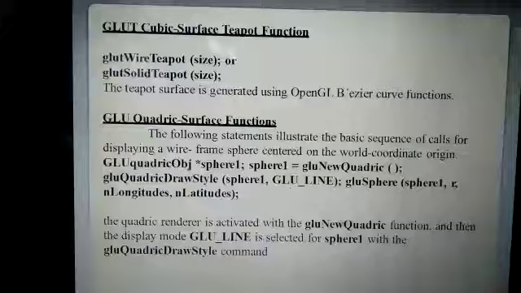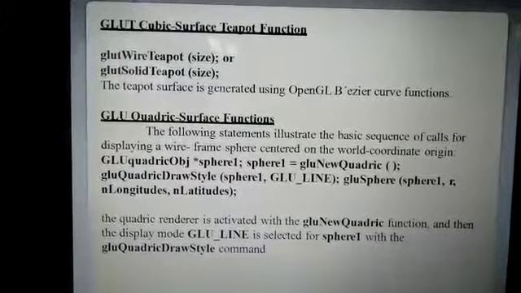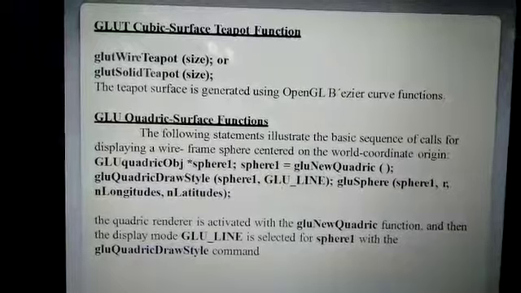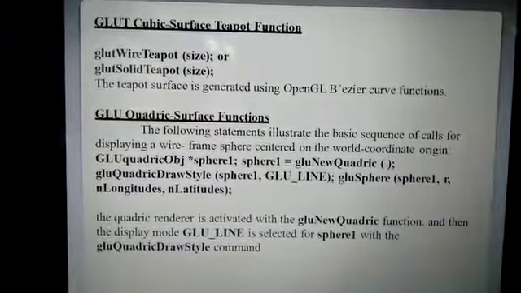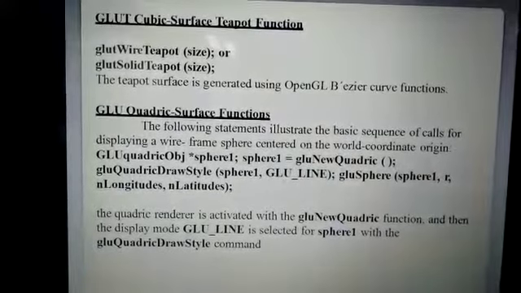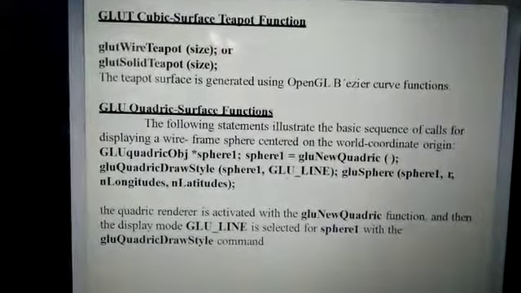We have already discussed the teapot functions in the teapot program. So you can see the wire teapot object and the solid teapot object, how we can define it with respect to GLU quadric surface functions, where we have quadric objects with respect to spheres and new quadrics.